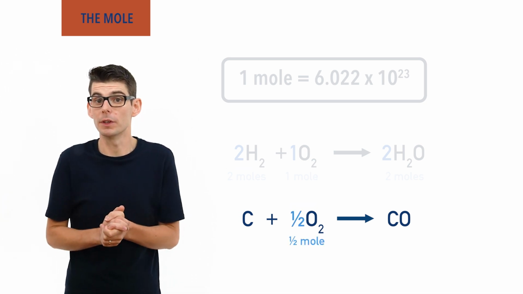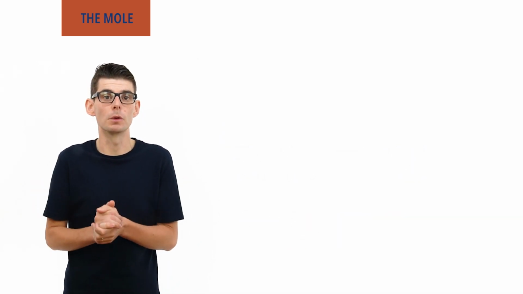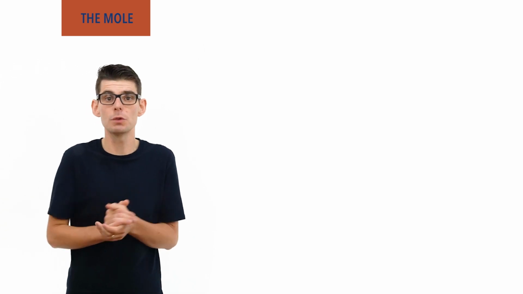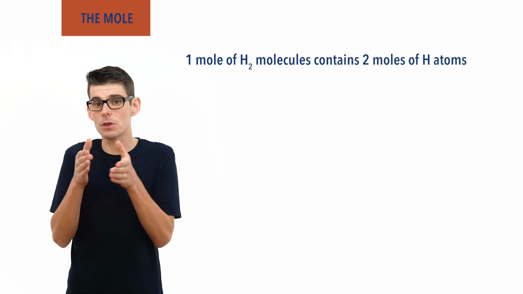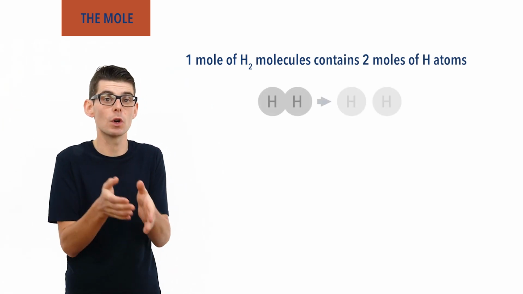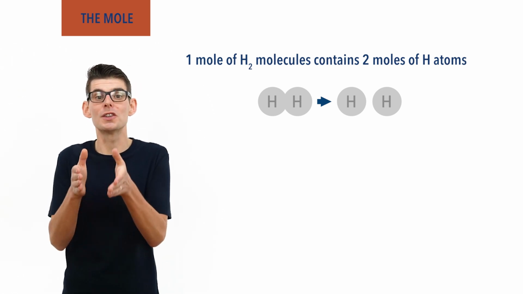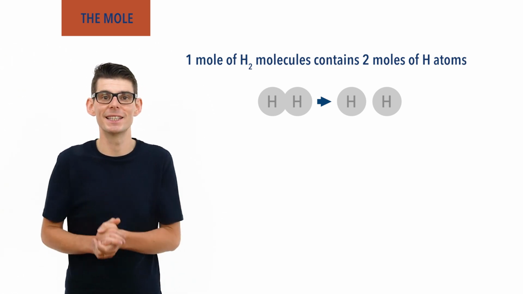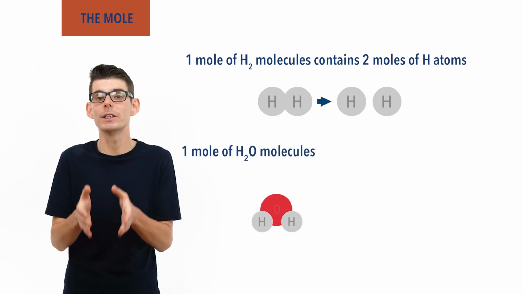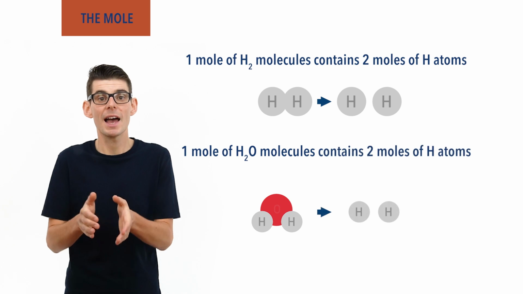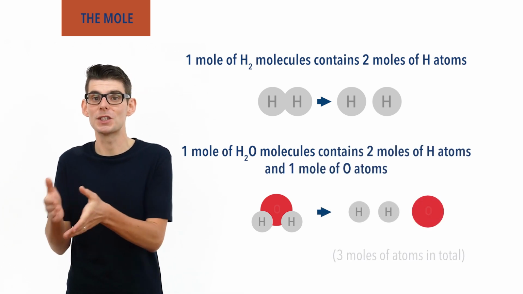1 mole's worth of a molecule will contain more than 1 mole's worth of atoms. For example, 1 mole of hydrogen, H2 molecules, will contain 2 moles of hydrogen atoms, as each molecule contains 2 atoms of hydrogen. Meaning to make 1 mole of hydrogen molecules, 2 moles of hydrogen atoms are needed. 1 mole of water molecules, H2O, will contain 2 moles of hydrogen atoms and 1 mole of oxygen atoms, 3 moles worth of atoms in total.